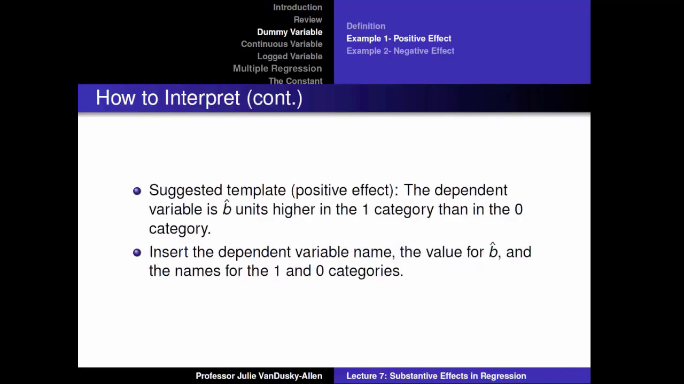Many students have trouble interpreting the substantive effects of dummy variables. If you are having problems, this template could help you interpret the effects for a positive coefficient. The dependent variable is B hat units higher in the 1 category than in the 0 category. If you do use this template, make sure to insert the dependent variable name, B hat, and the names for the 1 and 0 categories.